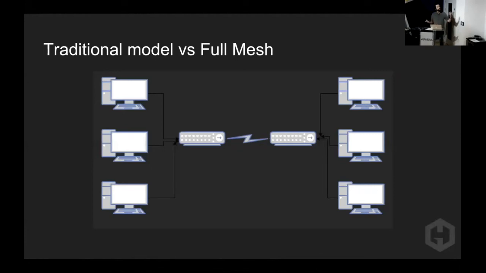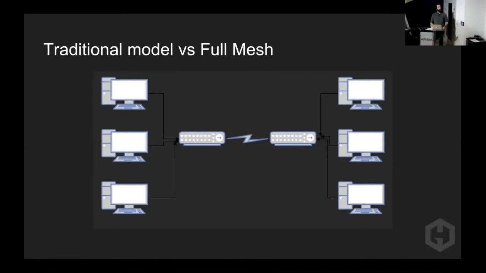This is what it will usually look like. You have two data centers or two locations. They have a router at the edge. They have a tunnel between them. All traffic between them is protected. All traffic between this house over there is probably in clear text. Full mesh would be if you just remove those two routers and have everybody talk to each other with a protected connection.